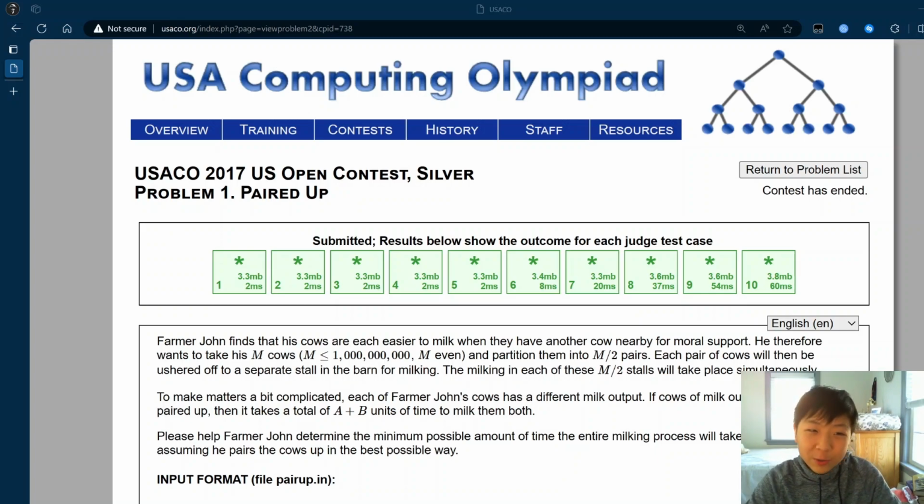Hey guys, today we're going to be doing the 2017 Open Contest Silver problem, Paired Up. Now in this problem we have N cows with different milk outputs and our job is to pair them up for them to be milked.